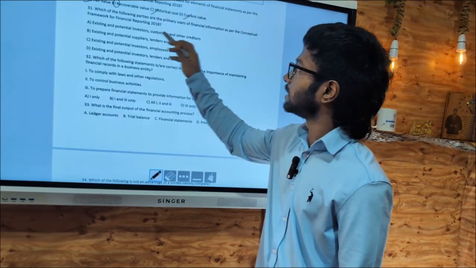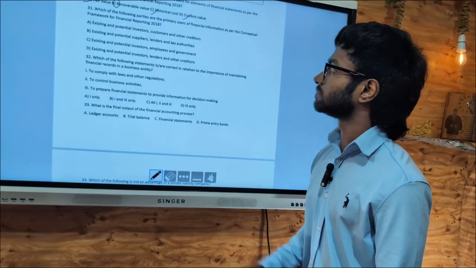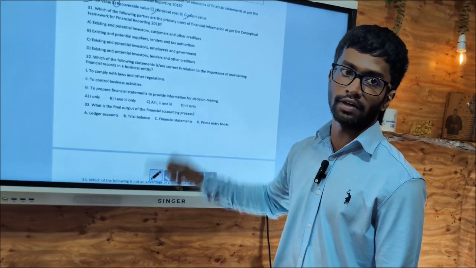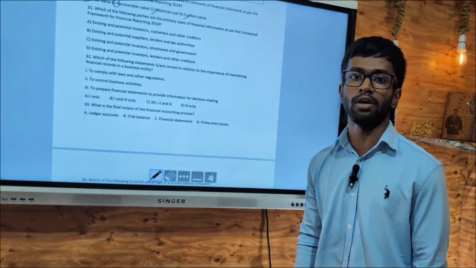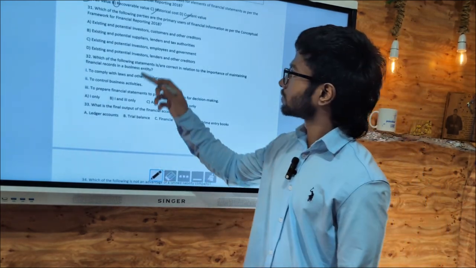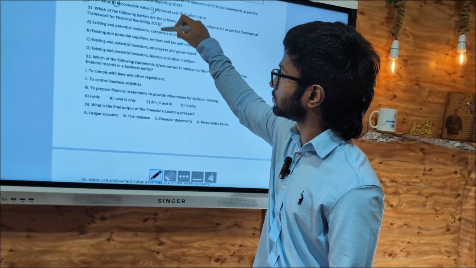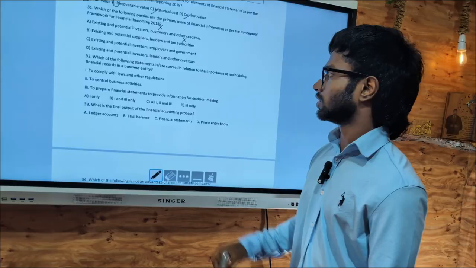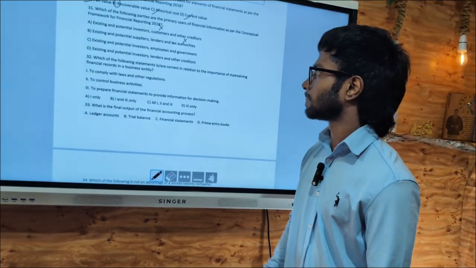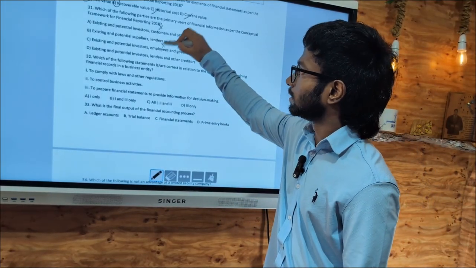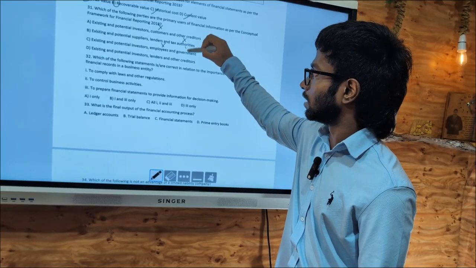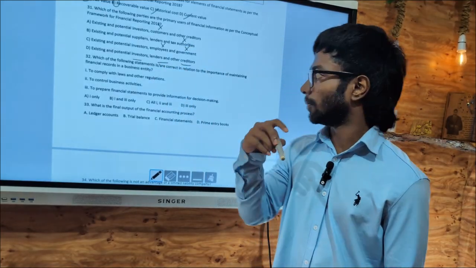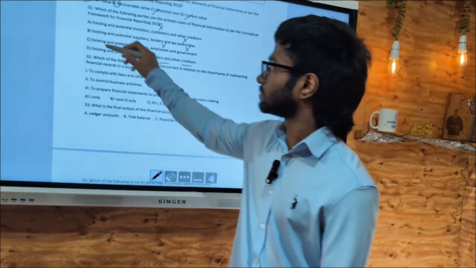31, which of the following parties are primary users of financial statements? So as I told you, it should be potential investors, lenders, and other creditors. They are the main parties who will be using your information. Customers don't use. Here, tax authorities won't go. They'll go through, but employees, government also won't care. But mainly these parties will care. Your potential investors, lenders, and other creditors.